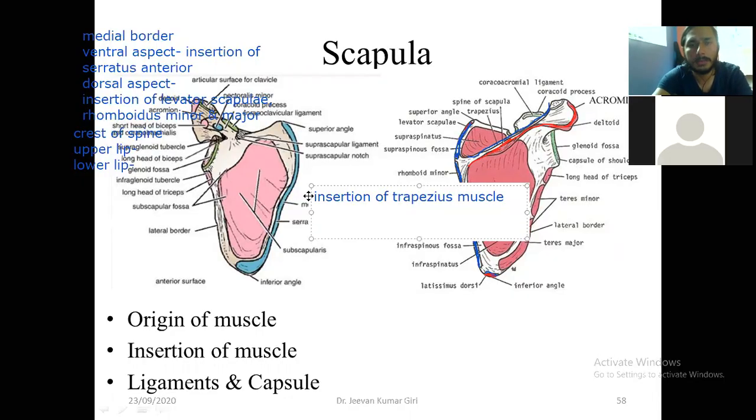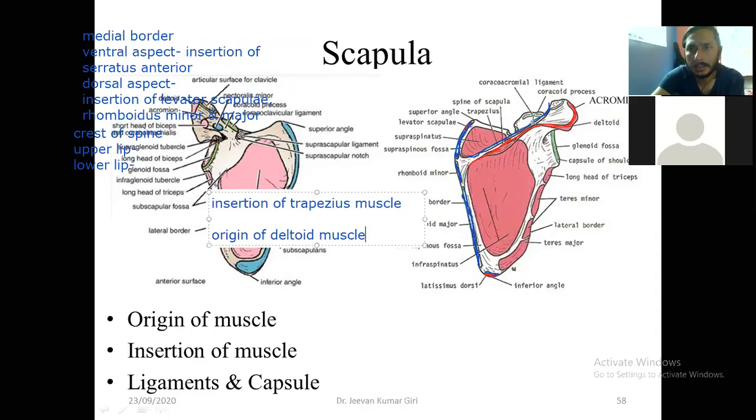Similarly, in the lower lip there is the origin of the deltoid muscle. So in the upper lip, insertion of the trapezius muscle. I have made it with the blue color. See, this is the site of insertion of the trapezius muscle, and this red is the site of origin of the deltoid muscle. Are you getting it?